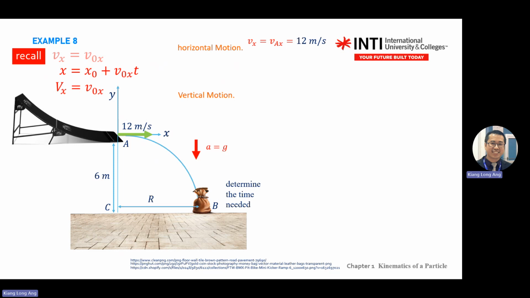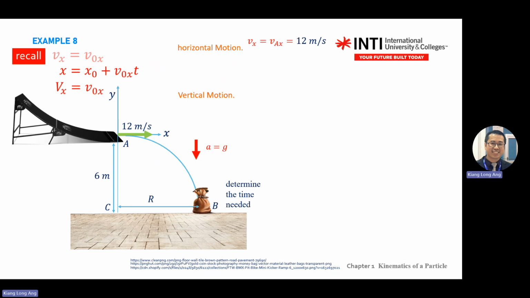Vx, you write Vx for the second point here. VBx will be the same as VAx, which is equal to 12 meters per second. You get 1 point here. You just write this one, you get 1 point, which means you understand the substitution of ax equals 0 in the Newton equation.